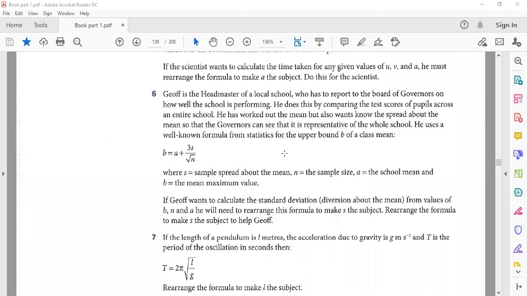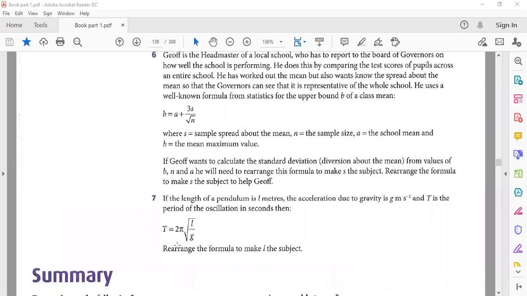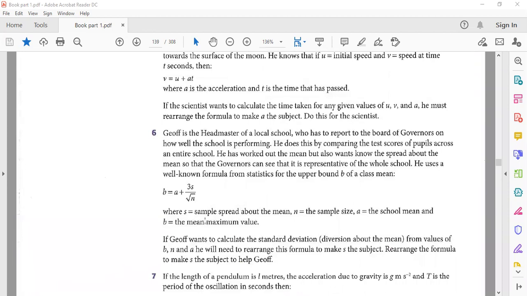Now here it's all the same. Let's suppose I solve question number 6. Geoff is the headmaster of the local school who has to report to the board of governors on how well the school is performing. He does this by comparing the test scores of pupils across the entire school. He has worked out the mean, but also wants to know the spread about the mean, so that the governors can see that it's representative of the whole school.